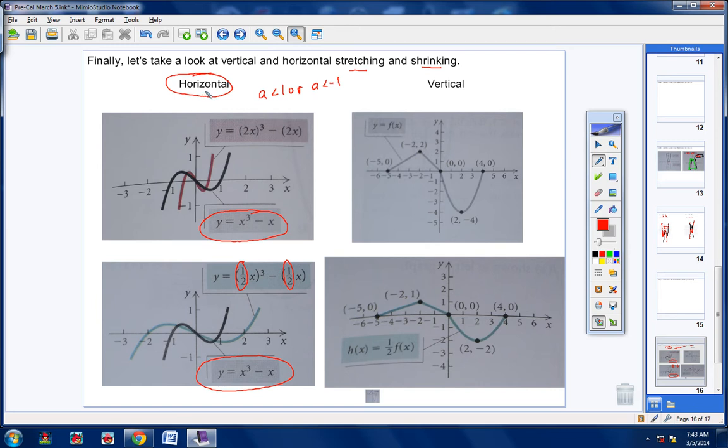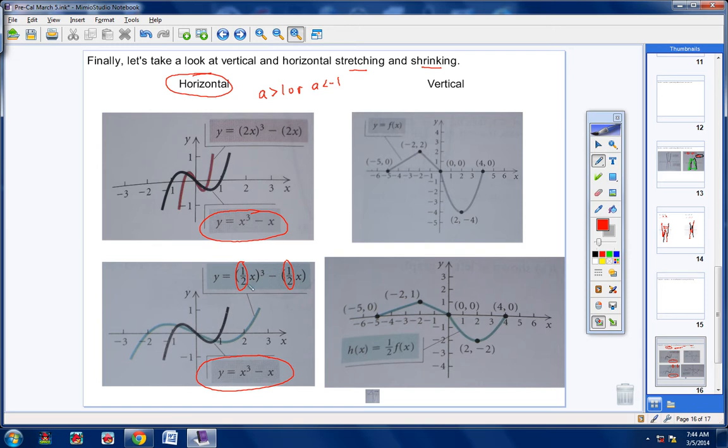When you're dealing with horizontal stretching and shrinking, the multiplier, if it's less, did I do that wrong? Boy, guys, I'm sorry. Your old teacher here is just old, so I'm sorry. This should be greater than. If A is greater than 1 or less than -1, it's going to shrink it.